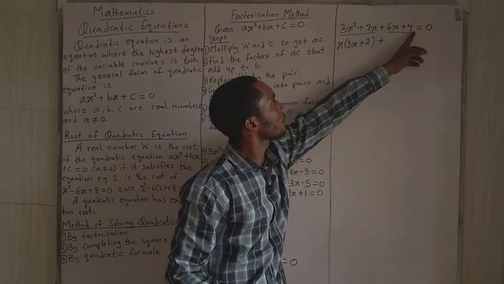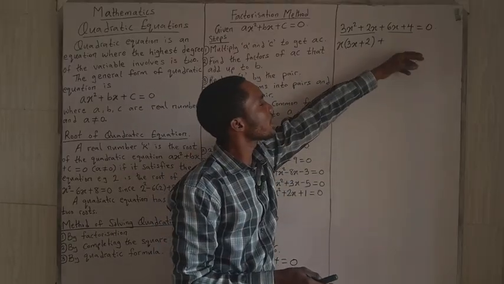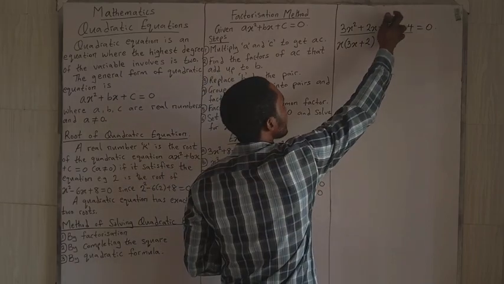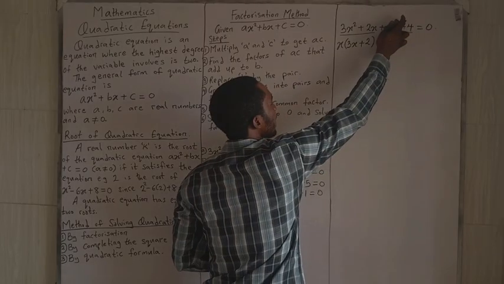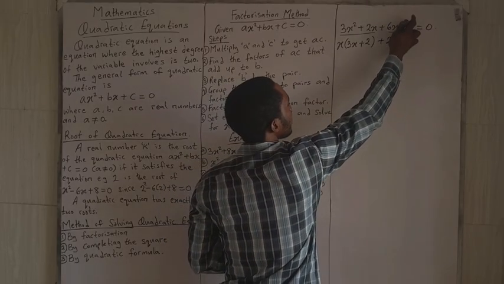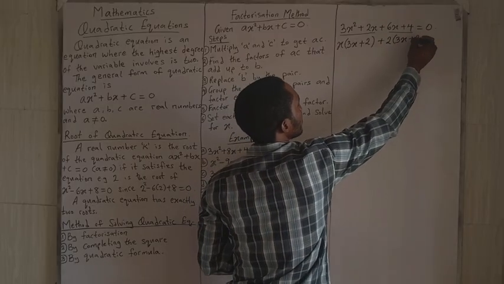We have 6 and we have 4. Do we have any common factor for 6 and 4? Yes, 2 is common. 2 can divide 6 and also 2 can divide 4. 6x divided by 2 is 3x, plus 4 divided by 2 is 2.